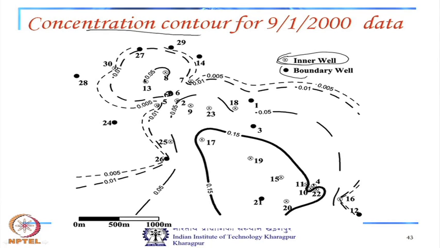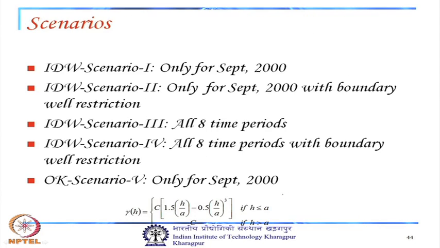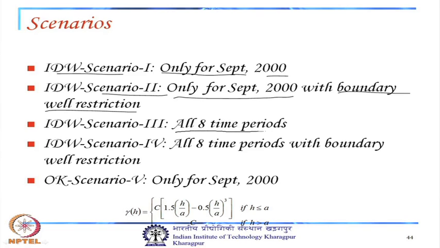So, this is the concentration contour for 2000 data, and this is the scale. We can see that we have these many wells, and out of that we have the IDW scenario 1, where only September 2000 data was used; IDW scenario 2, only September 2000 data with boundary well restrictions, that is, all boundary wells should be selected; IDW scenario 3, where all 8 time period data was used; and scenario 4, all 8 time periods with boundary well restriction. Ordinary kriging scenario 5 was used only for September data.